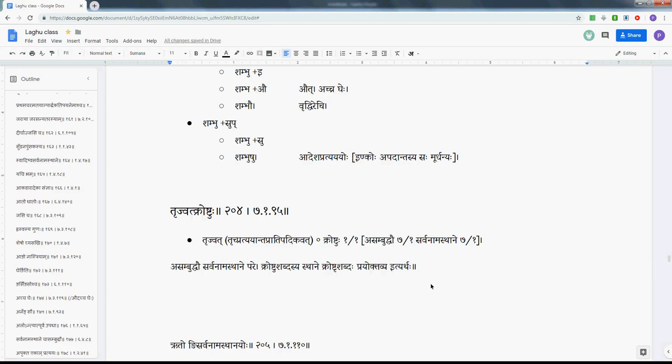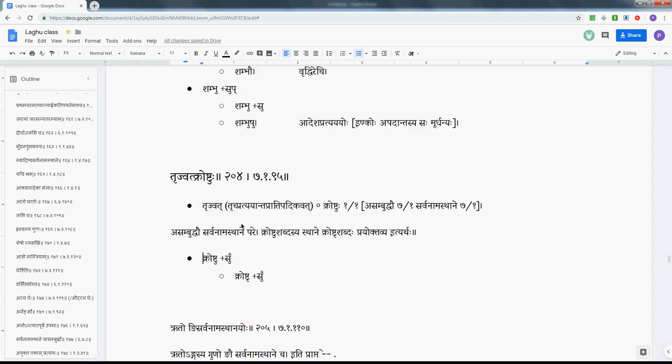In asambuddhi you will get kroshtu plus su, which will become Krushtru plus su. So this is where we have landed with the same Ukaranta. We have started with Ukaranta, but we have somehow landed in Rukaranta. So he is taking this example, which is bridging the gap between Ukaranta and Rukaranta. So he is smoothly moving from Ukaranta to Rukaranta.